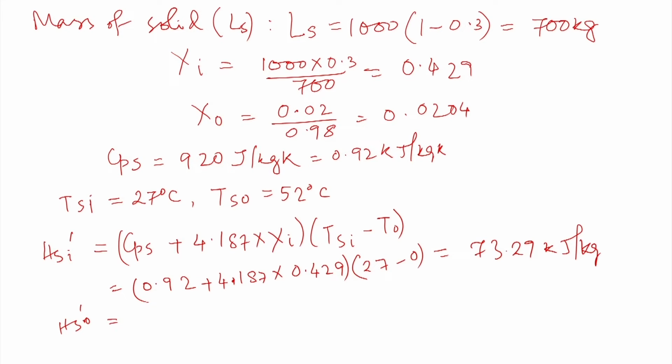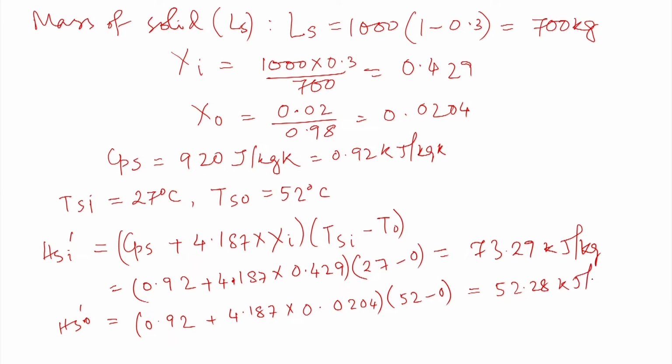Now, the enthalpy of the solid which will be leaving the dryer, Hs prime, is calculated in the same way, but the moisture content is different. We will be calculating it like this: 0.92 plus 4.187 into 0.0204, that is the x out, into temperature 52 minus 0. So that enthalpy value will be 52.28 kilojoule per kg.